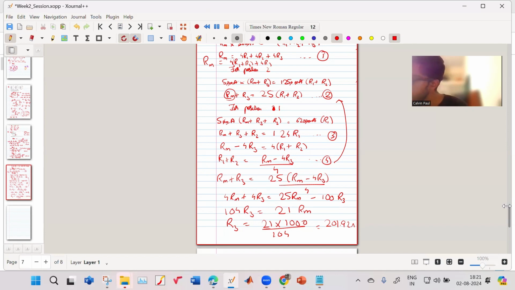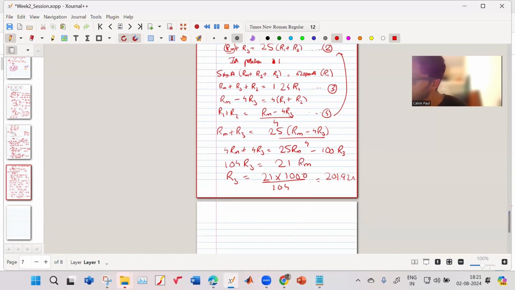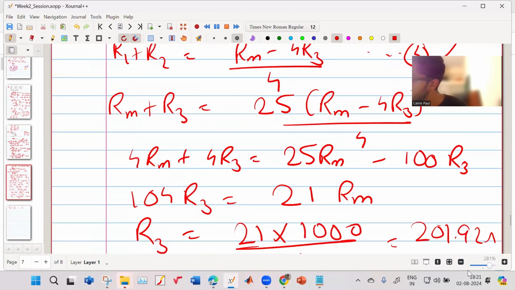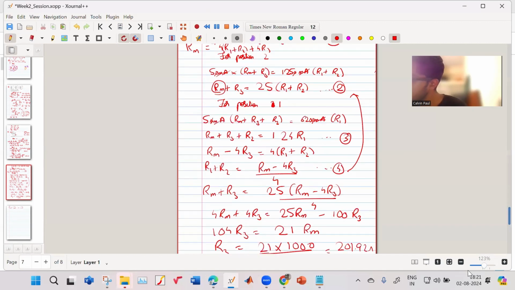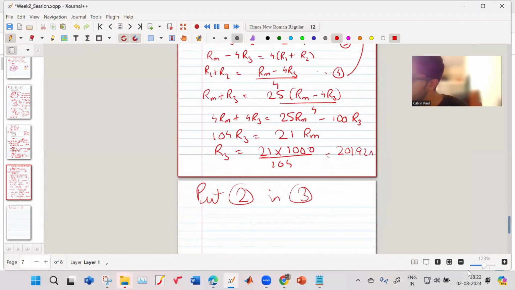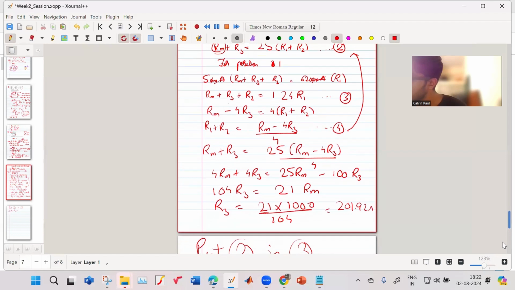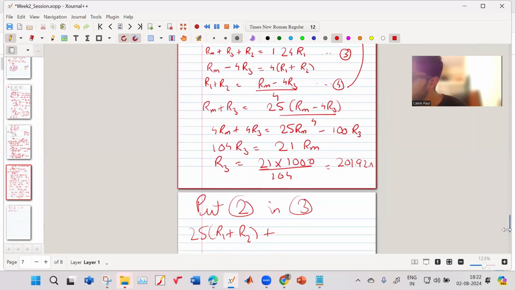So what we will do is we will put equation 2 in 3. So we know Rm plus R3 is equal to, let me go to full screen. I know my Rm plus R3 is 25 R1 plus R2. So this is Rm plus R3 plus R2. So it is 25 R1 plus R2 plus R2 is equal to 124 R1.